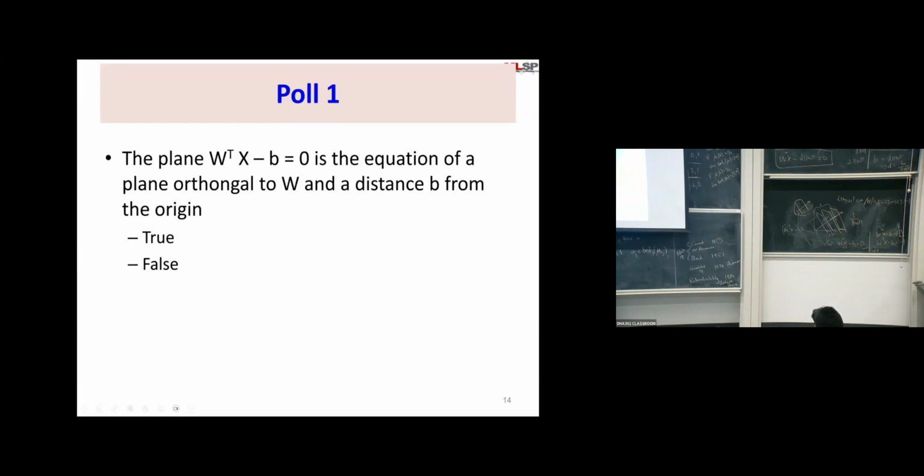Okay, so true or false? False. Guys, can everybody say false together? Please. Alright, 1, 2, 3, go. False. Thank you. Right. So this is the equation of a plane orthogonal to W and at a distance b over norm W from the origin.